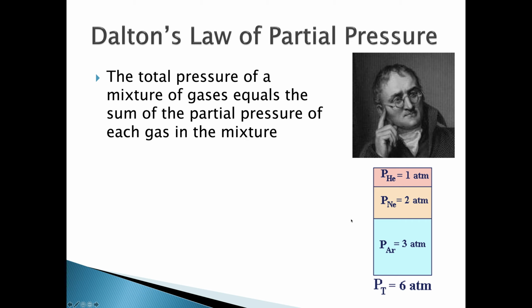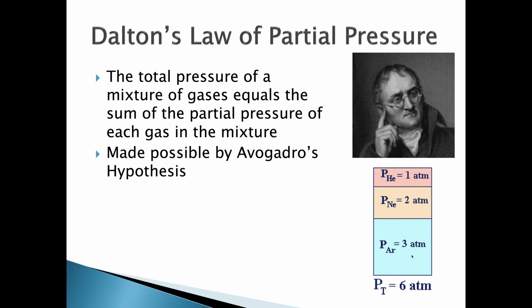So if we have a mixture of helium, neon, and argon with a total pressure of 6 atmospheres, the pressure of each individual gas will have to add up to that 6 atmospheres. 1 plus 2 plus 3 does in fact equal 6. I don't even need my calculator for that. I'm so proud. Anyway, Avogadro's hypothesis says that equal volumes at equal pressures and temperatures will contain an equal number of molecules, which means that if you have twice as many molecules, you'll have twice as much pressure or twice as much volume, depending on which one you're holding constant.